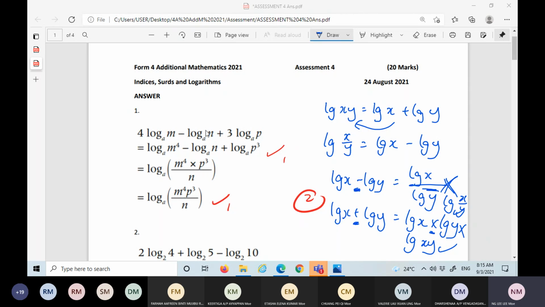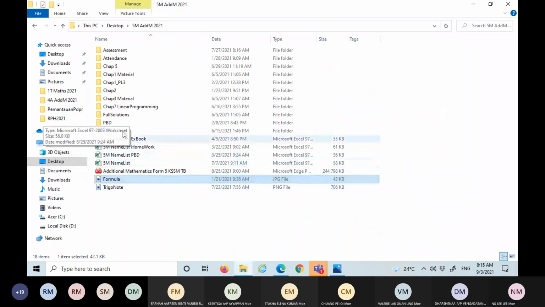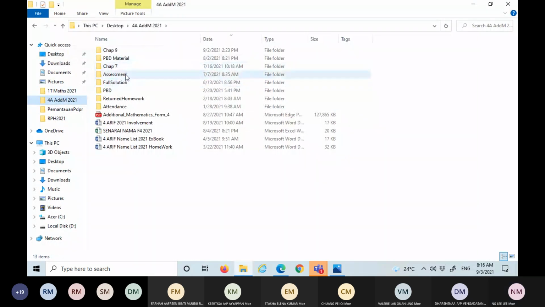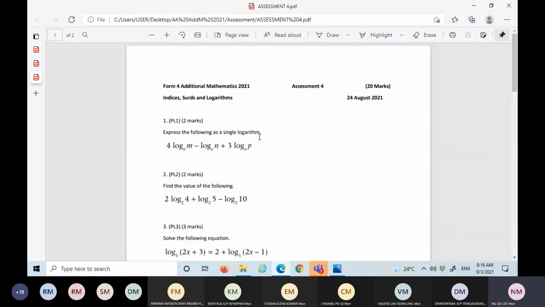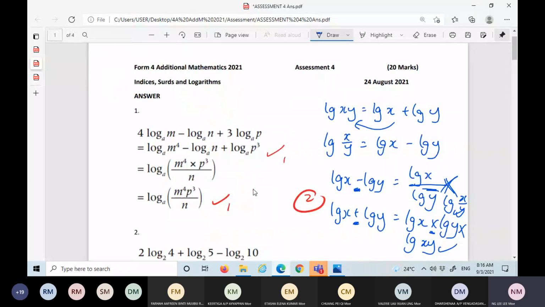The question is what? Let me go to the questions. Express the following as a single log. So it means you got to combine the logs. How to combine it? First of all, this number in front you drag to become the power. This is the third law in the logarithm. The 3 is also the same thing. Make it become the power.